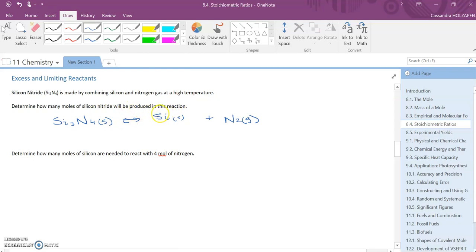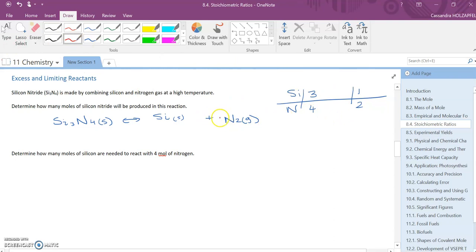So effectively all we're going to do now is balance our equation. Just like we did before, we're going to make up a little table. So we've got silicon and we've got nitrogen. On the left-hand side of my equation, I've got 3 silicons and 4 nitrogens. On the right-hand side, I've got 1 silicon and 2 nitrogens. So this is going to be a nice simple equation to balance.